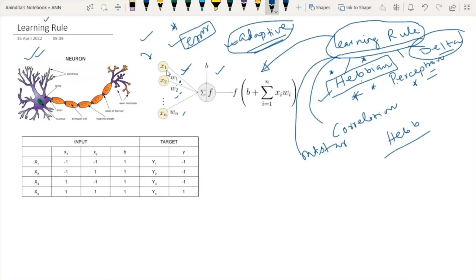So basically my point is, whenever we are talking about different learning mechanisms, our aim is to understand how the weights of the neural network will be calculated. This is our objective. So today we are going to discuss the Hebbian learning rule, right? I will show each and every step of how this Hebbian learning rule will work.